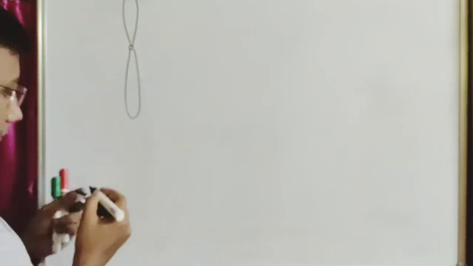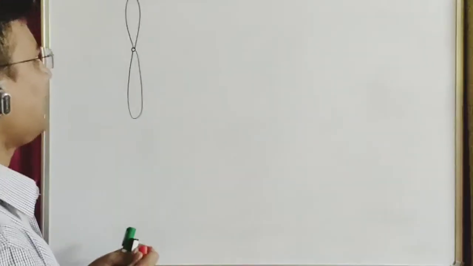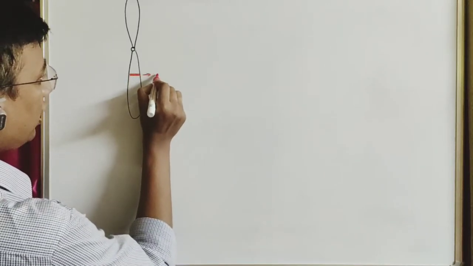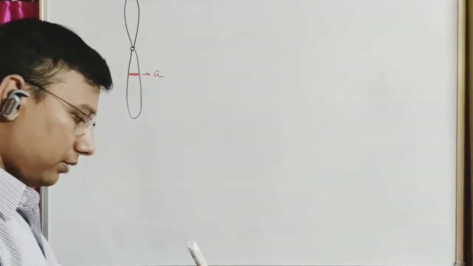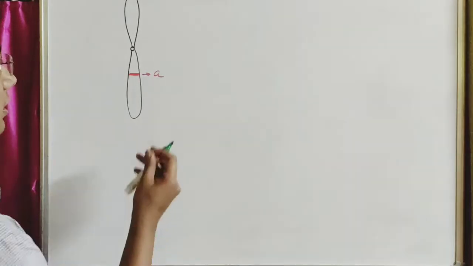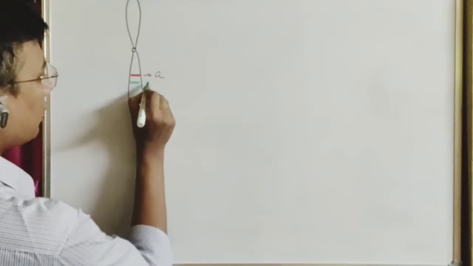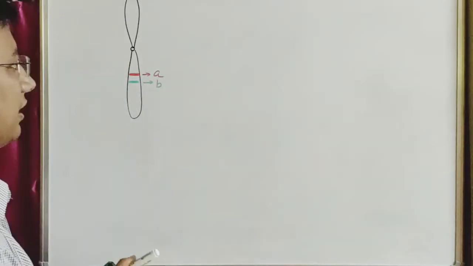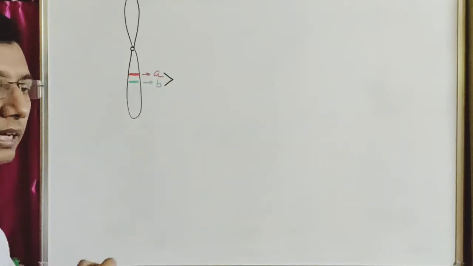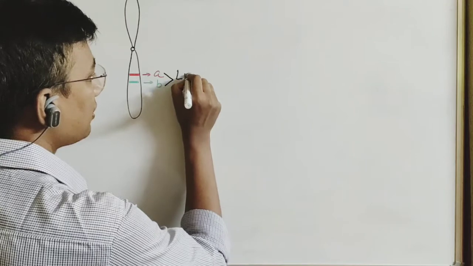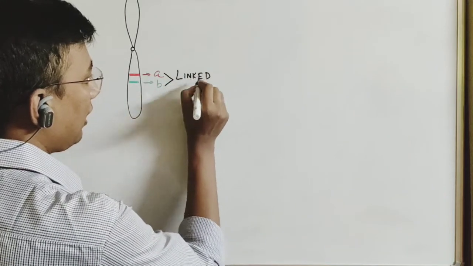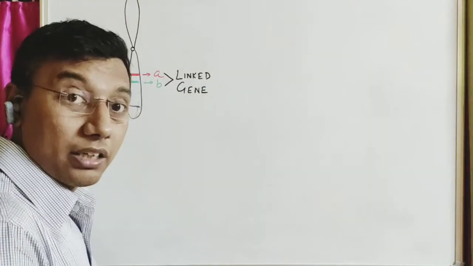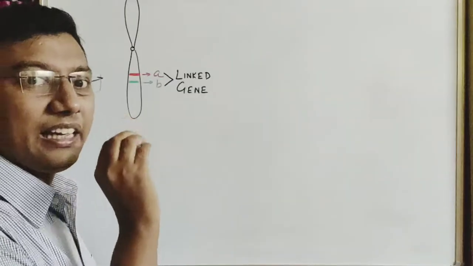Say it's a chromosome, and in that chromosome we can see that here is one gene, that is gene A. Another one is gene B. So these gene A and gene B are known as linked genes, and that phenomenon is known as linkage.